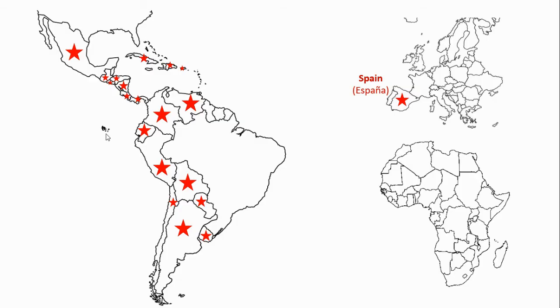Now, the only country in Europe that officially speaks Spanish is Spain. So if you're trying to remember it, you just have to worry about that one. And then in Africa, we also only have one country. Do you see it? Yep, it's that super tiny little country down there. It's called Equatorial Guinea, and it is the only one of Africa's 54 countries that has Spanish as an official language.